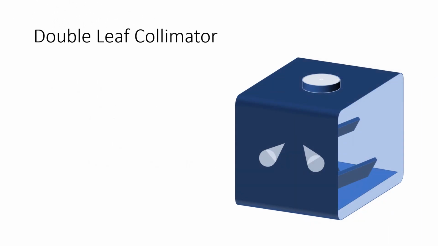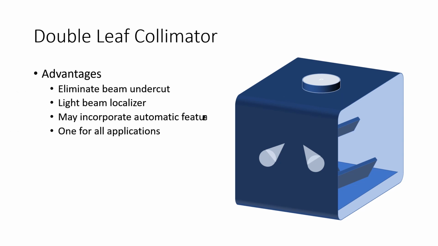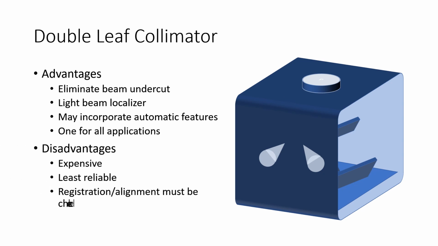Double-leaf collimators eliminate beam undercut. The collimator is permanently attached to the tube, and a single collimator replaces a whole rack of cones or aperture diaphragms. Finally, collimators include a light beam localizer that aids in centering and field adjustment. Collimators are electromechanical devices, so they are expensive and suffer from breakdowns and misadjustment. Registration of the primary radiation to the light beam localizer needs to be checked on a regular basis.